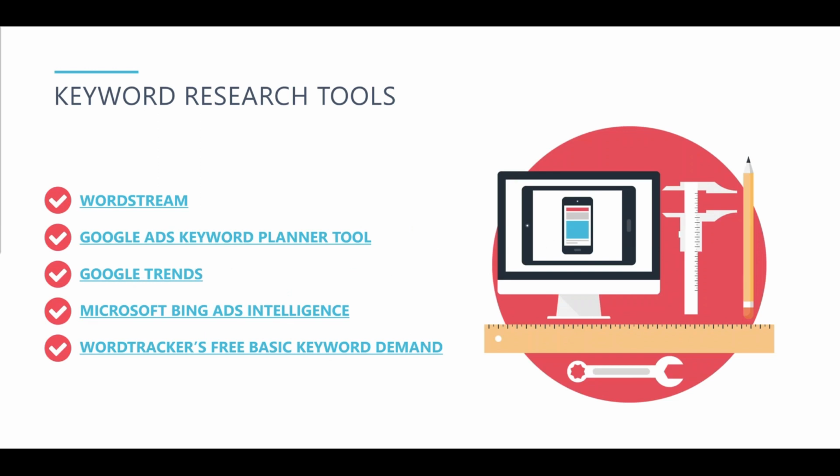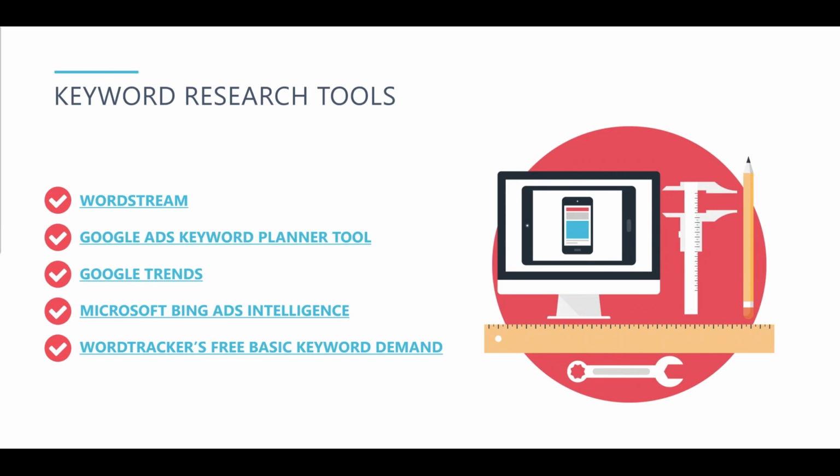Keyword research tools that we use and highly recommend that you try also, and some are free and some you do have to pay for. WordStream is a great place to start and learn about SEO and pay-per-click. Google Ads Keyword Planner tool. Again, Google Ads will ask you to put a credit card in, but you don't have to set up a spend or a budget. They just want your credit card to make sure you're a valid person or entity, and then you can start using the Keyword Planner tool for free.